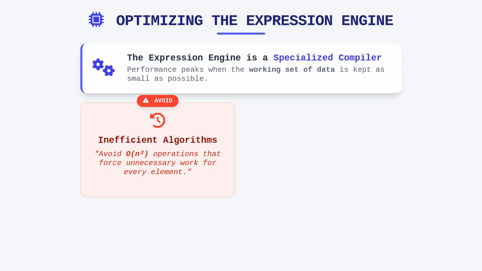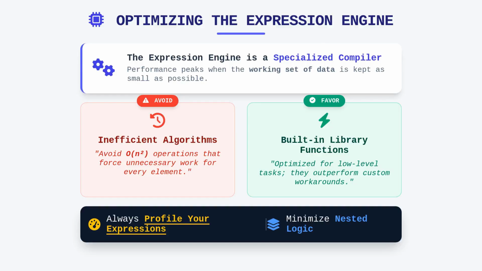Always profile your expressions and favor built-in functions over complex, nested logic whenever possible. The built-in library is optimized for these low-level tasks, and it will almost always outperform manual, custom-coded workarounds in terms of raw execution speed.